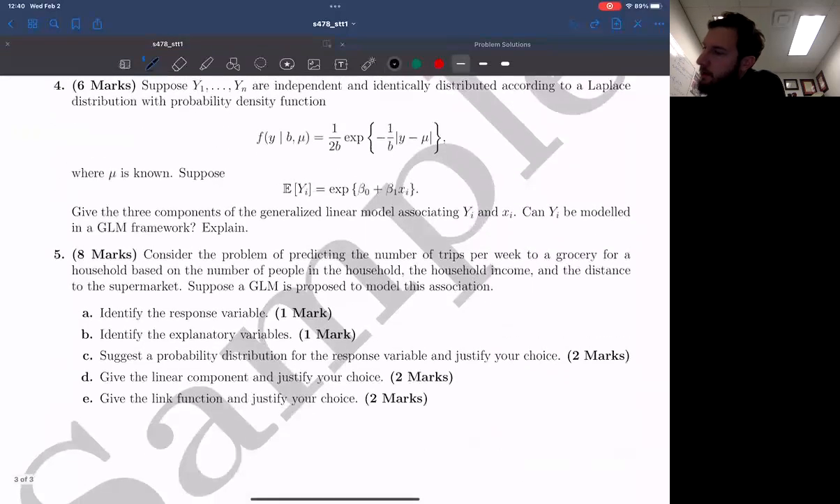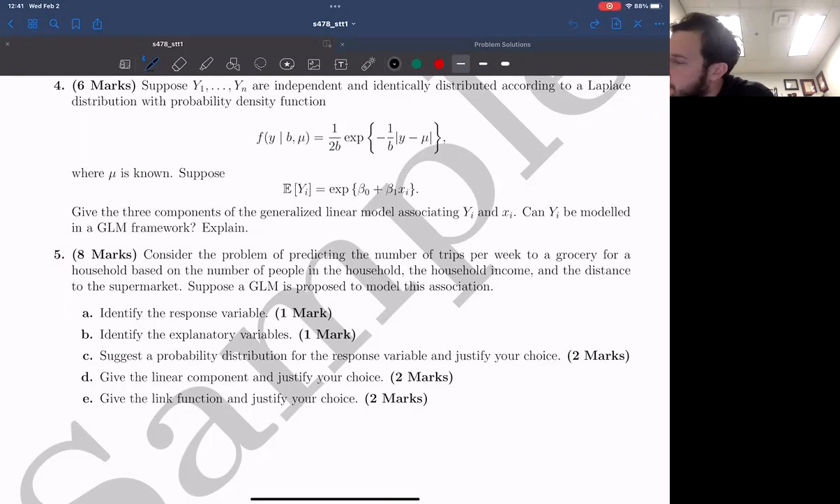Number 4. Okay, suppose y1 to yn are independently and identically distributed according to a Laplace distribution with PDF f of y given b and mu equal to 1 over 2b exp of negative 1 over b times the absolute difference between y and mu, where mu is known. Suppose that the expected value of y is equal to exp of beta 0 plus beta 1 xi. Give the 3 components of the generalized linear model associating y and x. Can y be modeled in a GLM framework?